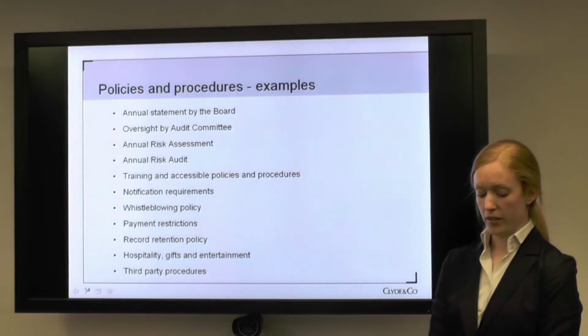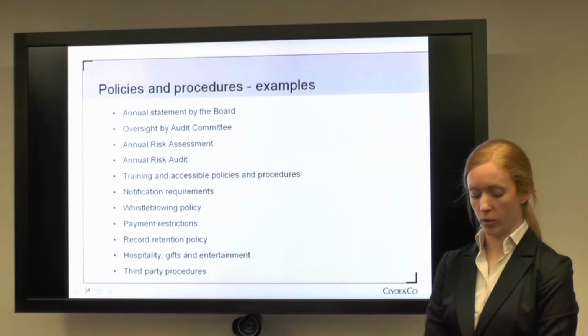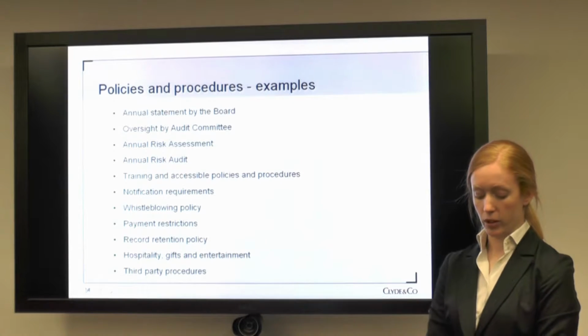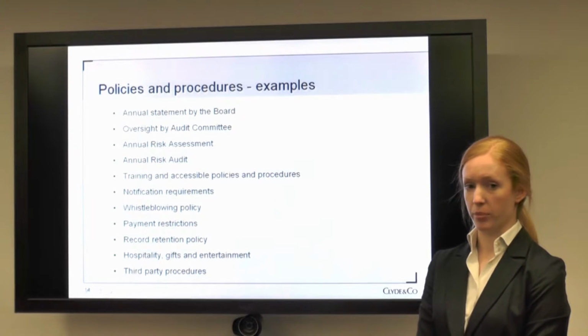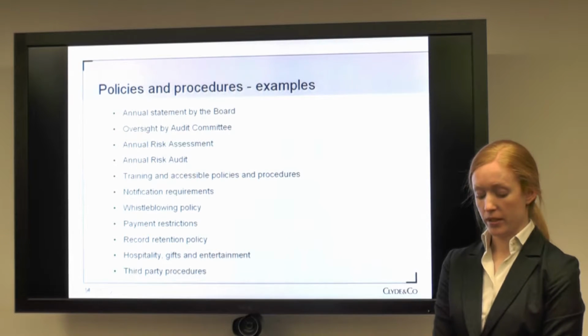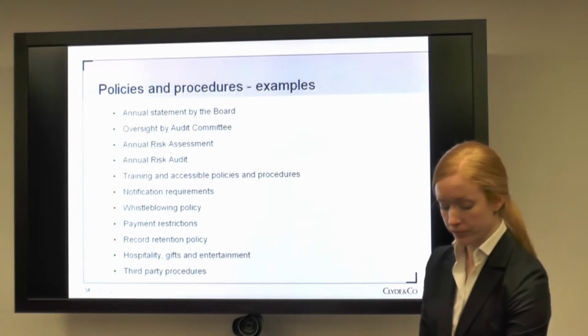On this slide, I've set out some of the policies and procedures you should consider implementing in order to meet the adequate procedures test. This could form part of one or numerous policies, or could be added to existing policies where relevant. You may already have a number of these policies in place. The key point is to document everything and to create an audit trail. If it is not documented, then it didn't happen.